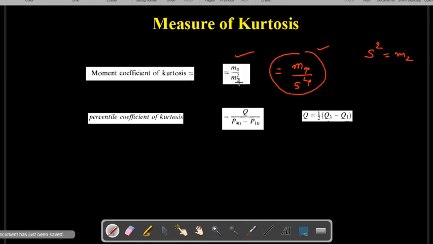So first find the second central moment, then the fourth central moment, then substitute to find the moment coefficient of kurtosis. Then, if it asks for the percentile coefficient of kurtosis, you have to find Q divided by P90 minus P10. P10 and P90 are the 10th and 90th percentiles, and Q is the quartile deviation, which is Q3 minus Q1 by 2. So find the first and third quartiles, subtract and divide by 2 to get the quartile deviation, then divide it by the difference of the 90th and 10th percentiles to get the percentile coefficient of kurtosis.